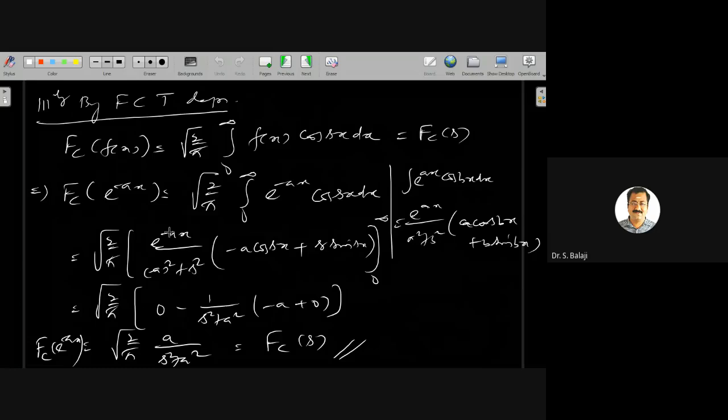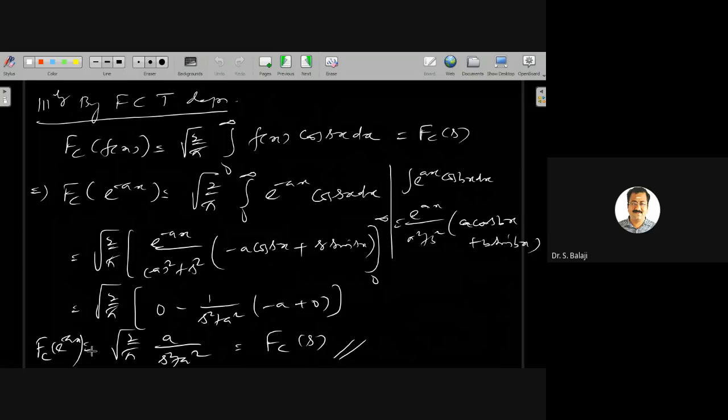Root of 2/pi, when applying infinity, e power minus infinity is 0. When applying 0 here, e power 0 is 1, 1 by s square plus a square. Applying 0, cos 0 is 1, sin 0 is 0 here. Therefore minus a plus 0. Minus minus plus, therefore you can write it as root of 2/pi times a by s square plus a square. That is equal to Fc of s.